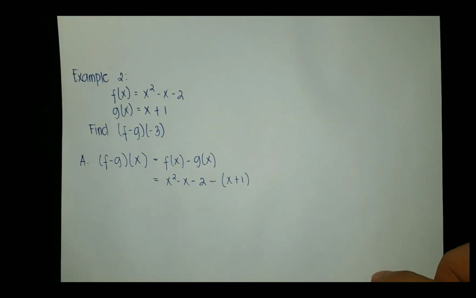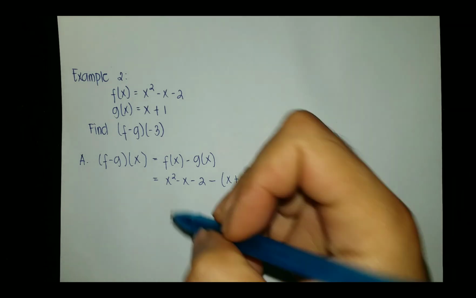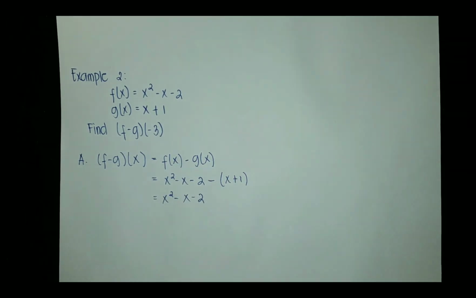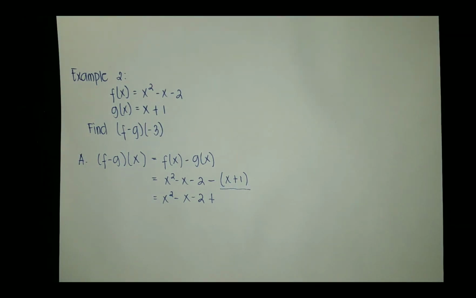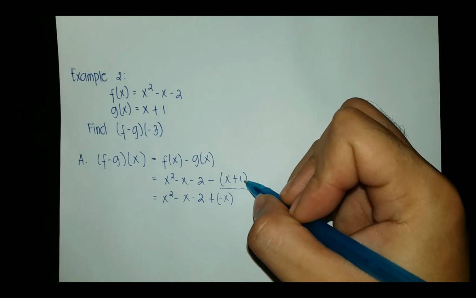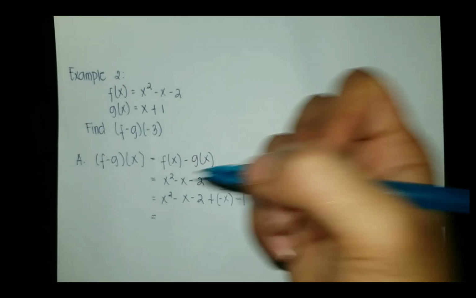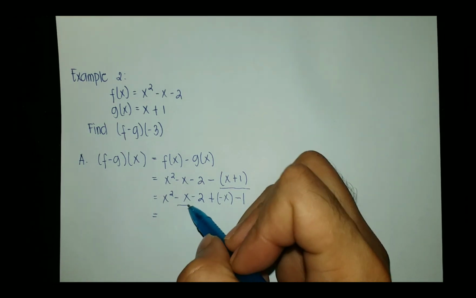Then proceed to the rule on subtracting functions. So copy the minuend, which is x squared minus x minus 2. Then proceed to addition. Change the signs of the subtrahend. So that is now negative x, then positive 1 will become negative 1. Then combine the like terms. In here, the like terms are negative x and negative x.